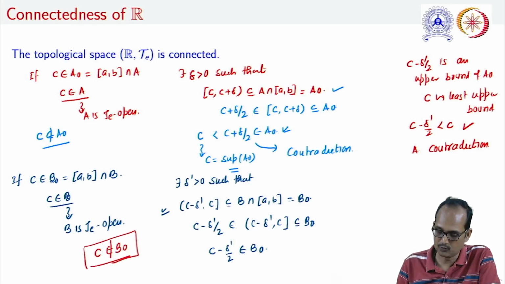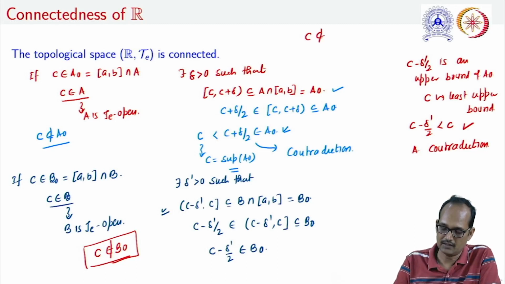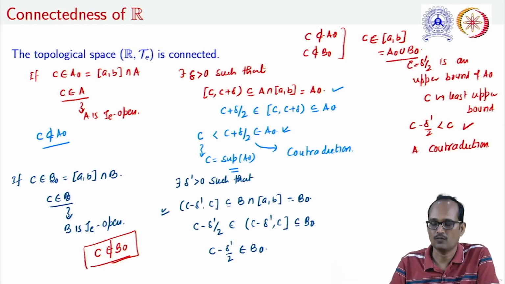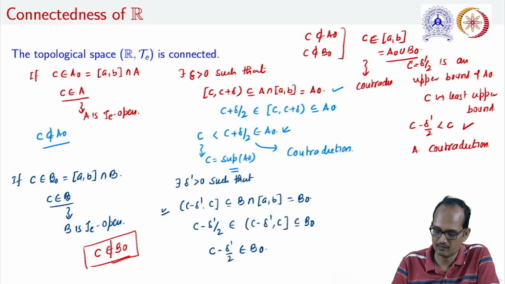So we have shown that C is neither an element of A naught nor an element of B naught, while as per our construction, C was a member of this interval, and this interval was the union of two disjoint open sets A naught and B naught. So finally we have shown the contradiction, and therefore this real line with Euclidean topology is connected.